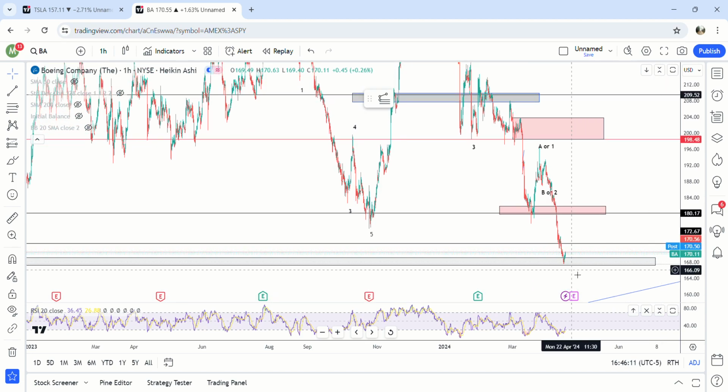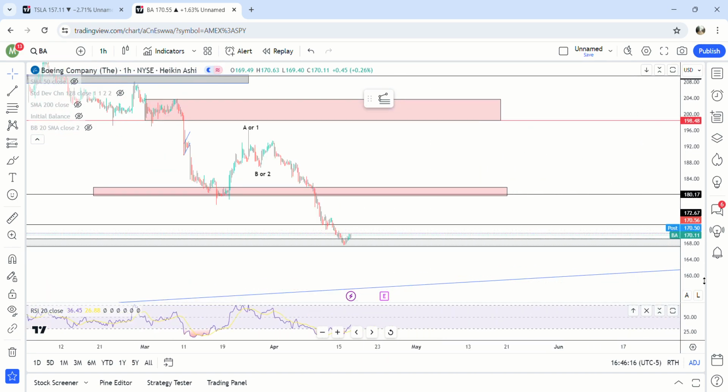Boeing still crap. It did bounce out of here though at 167, which is one of the demand zones. We'll see how that goes.